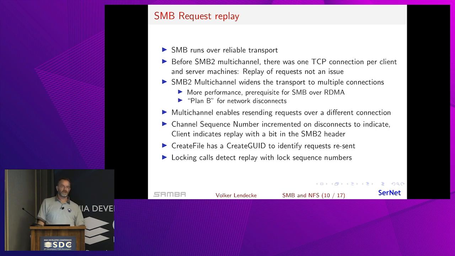With multi-channel, they got more than one, but the essence is that we have a reliable transport. SMB2 multi-channel actually widens this, and it's, of course, for two aspects. One is performance, and the other one is if one network connection dies, you can seamlessly just use the other one, so you have transparent failover when one network connection dies.